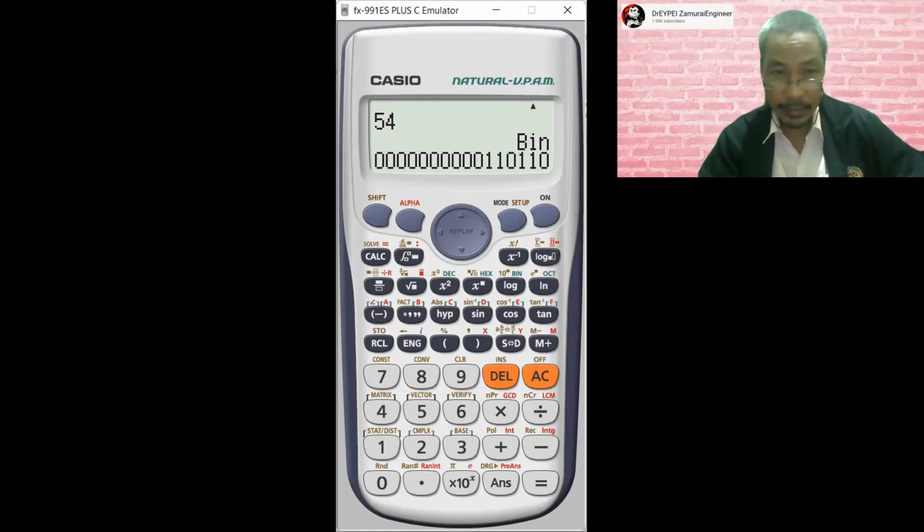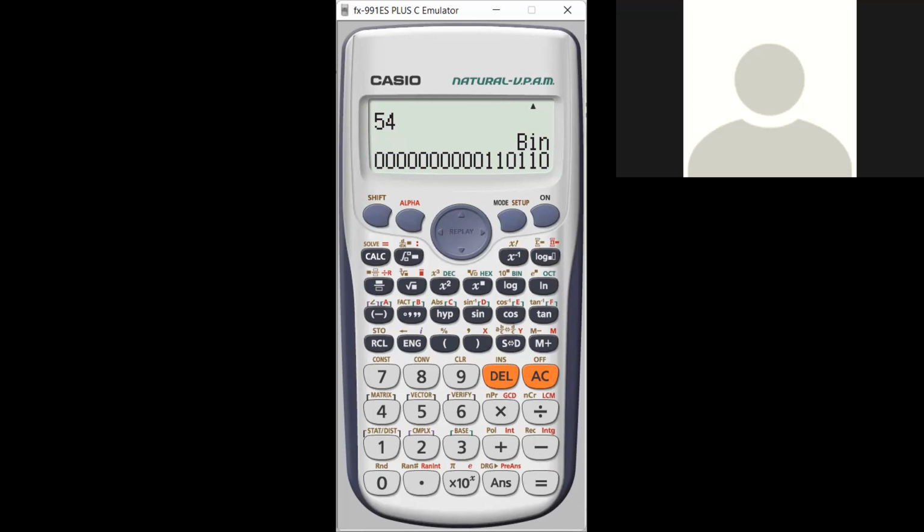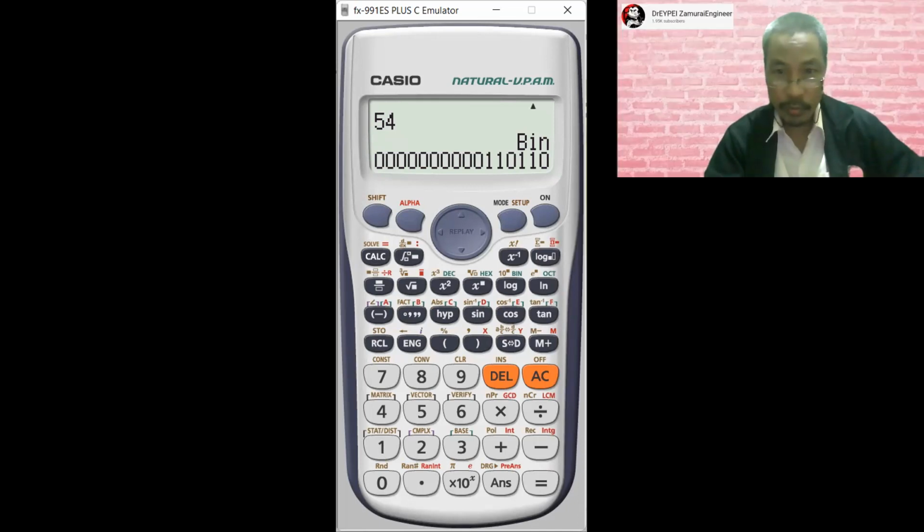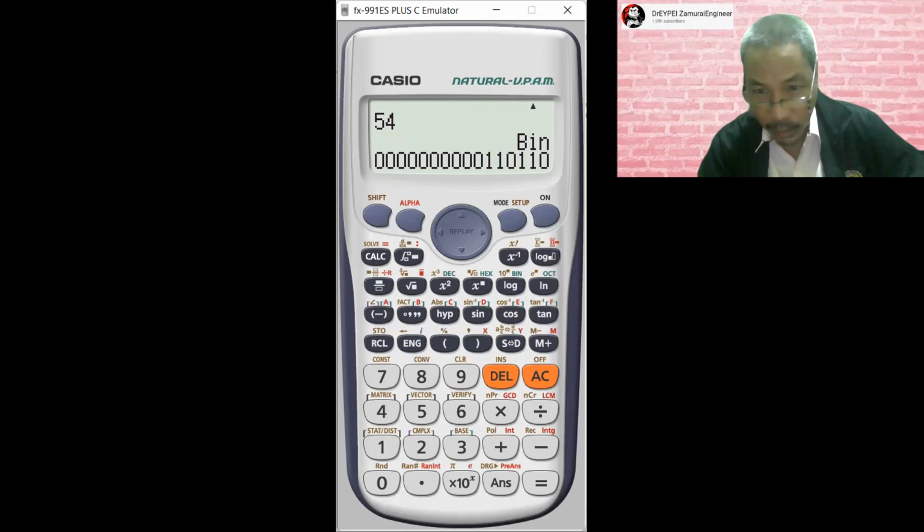Fine. The integer, converting to binary, we have to divide by 2. If the decimal point, we have to multiply by 2. So 0.75 times 2, what is the answer? 1.5. Oh, there is 1. And then 0.5. 1 and 0.5. So 0.5 times 2, that is 1. So that's why the decimal point, 0.75, is actually 11. Take a look here.